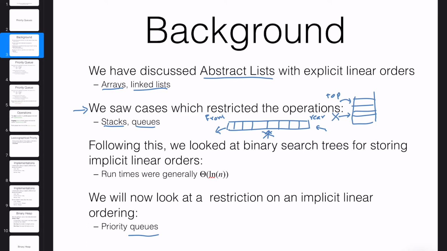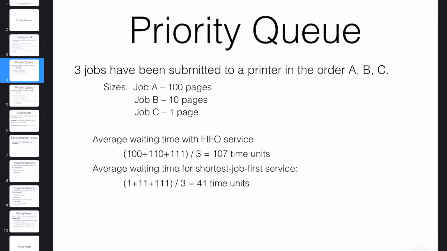So let me give you an example. What is a priority queue and why do we need it? Just assume that we are going to implement some application for a printer that manages the jobs that you print on a printer. And assume we got 3 jobs: job A has 100 pages to be printed, job B has 10 pages, and job C has 1 page.